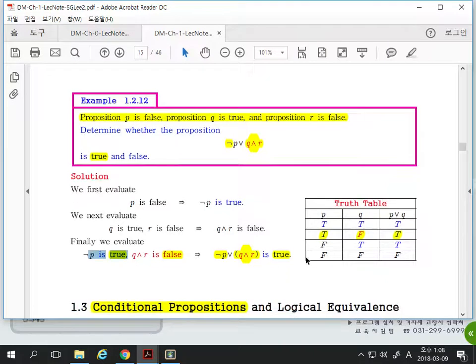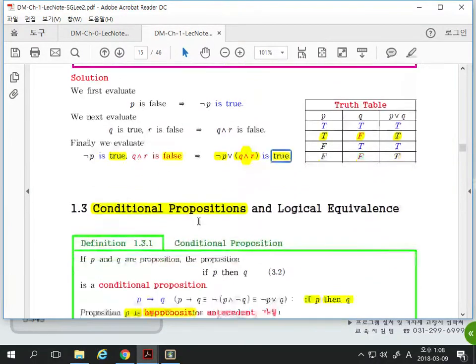This comes from the truth table. This comes from here, and this comes from here. This is true, and this is false. So the truth table gives you, T, F gives you, this disjunction should have T. So this is a true statement from the given.